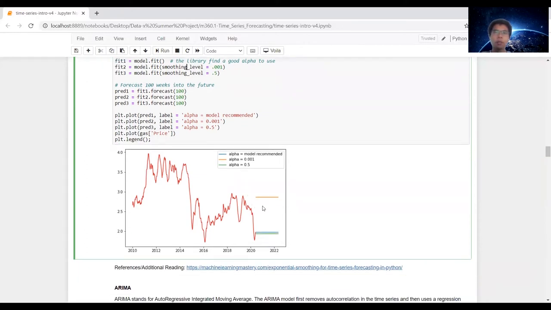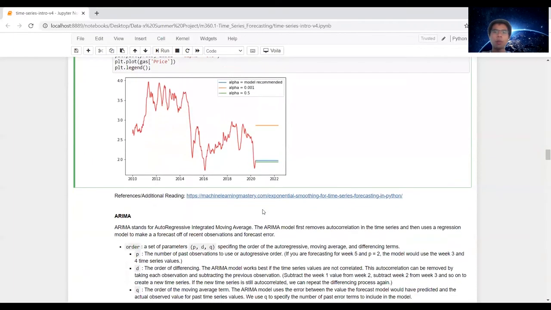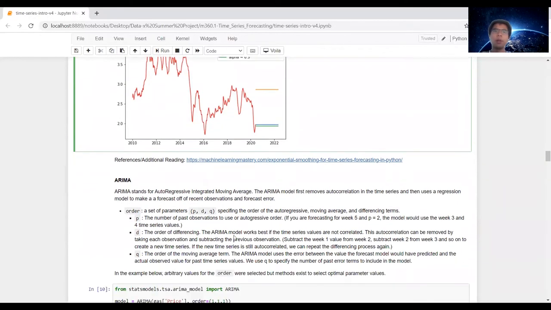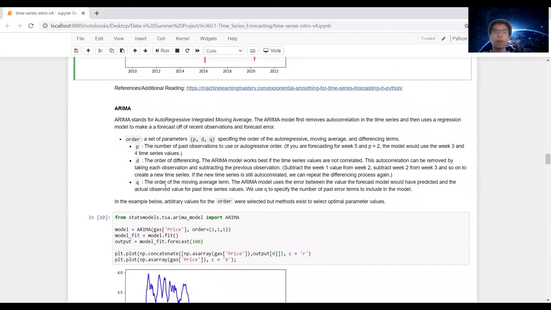So that's the intuition behind how you can control the parameters in simple exponential smoothing. Also, when you have a weak trend and no seasonality, you can use something called the SARIMA. As I mentioned earlier, there are the P, D, and Q terms. The P is the autoregressive order, the D is the differencing, and Q is the moving average order. And these are basically our three parameters.